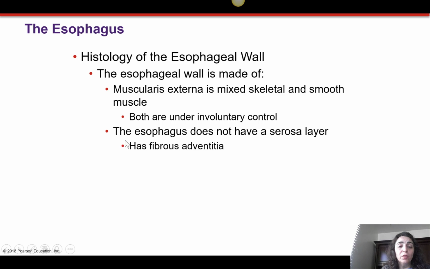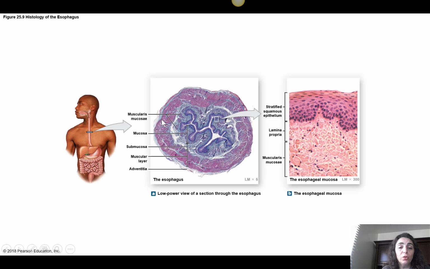Then finally, the esophagus does not have the serous layer. Instead, it has the adventitia. As we said, the parts of the digestive system that are attached to the posterior wall are not completely inside of the cavity. They have adventitia in their outer layer. Here you see this histology. You have the mucosa here, then under that you have submucosa, and then you have muscularis, and finally you have adventitia.